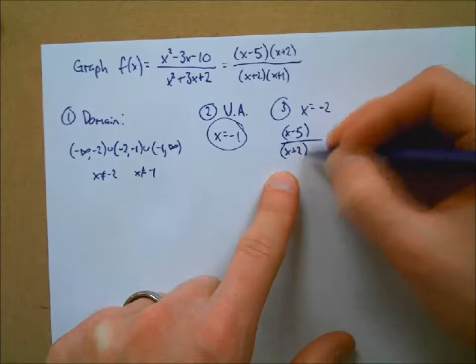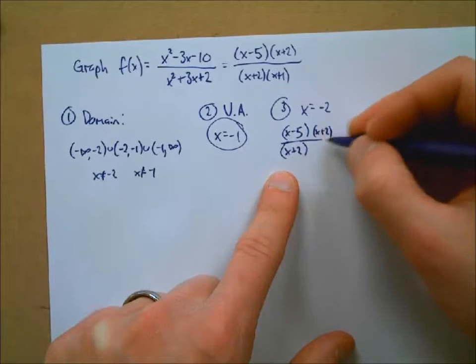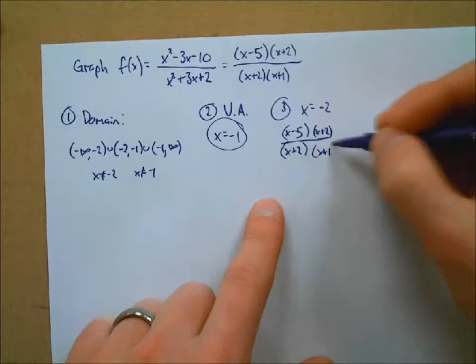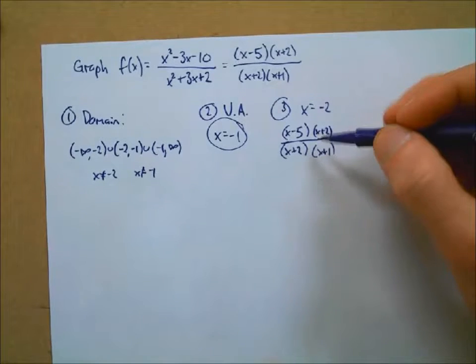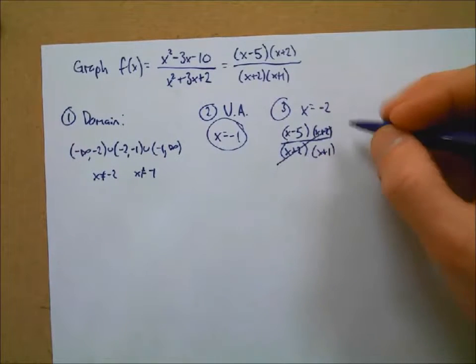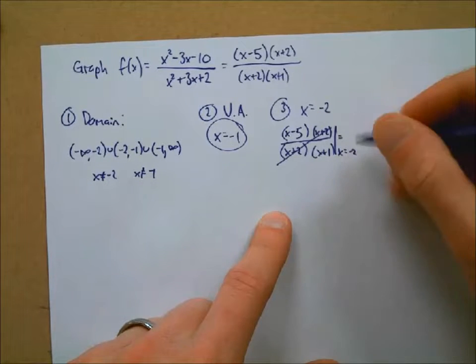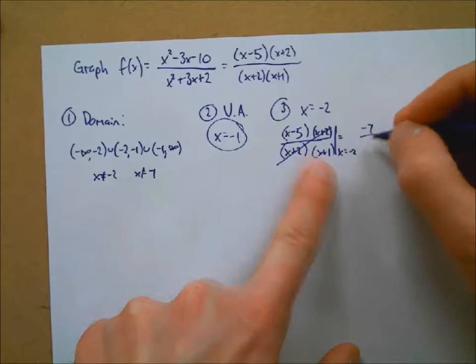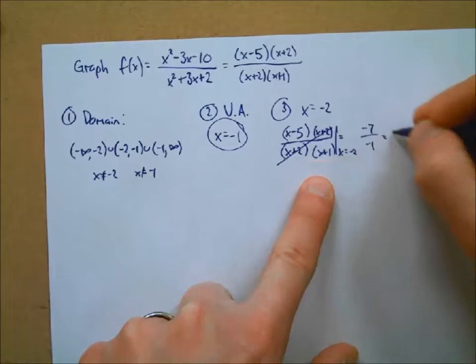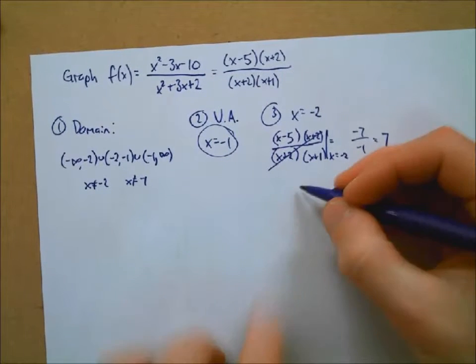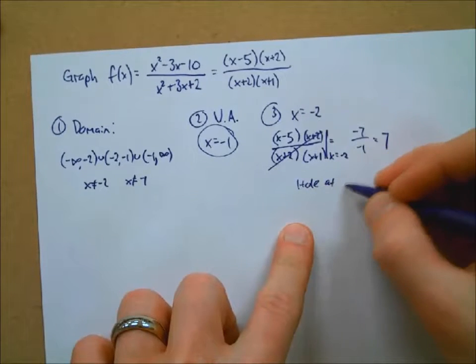Because again, if we just plugged it back into the original, that's going to give us 0 over 0 here. But now we can cancel these x plus 2's, plug in the negative 2 now. We'll evaluate it at x equals negative 2. And so we get negative 7 over a negative 1, or just plain old 7 there. So the hole is at negative 2 comma 7.